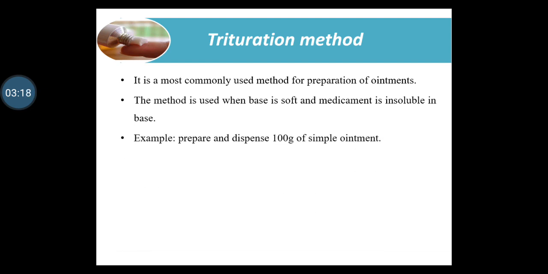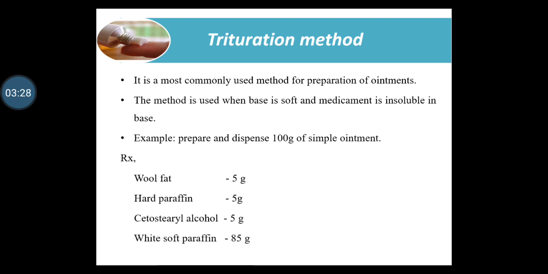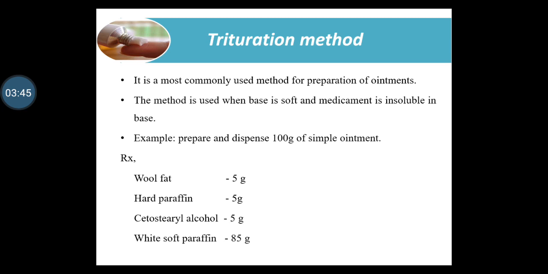Then an example of this type of ointment is 100 gram of simple ointment. Simple ointment is an example. It contains wool fat 5 gram, hard paraffin 5 gram, cetostearyl alcohol 5 gram, white soft paraffin 85 grams. This is prepared by a simple method.